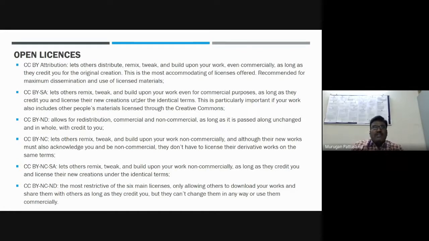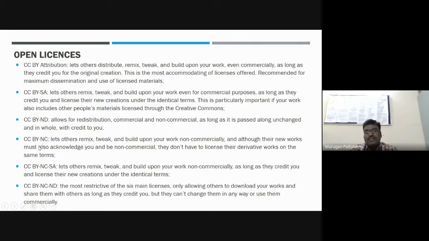CC by share alike means it lets others remix, tweak, and build upon your work even for commercial purposes, as long as they credit you and license their new creations under the identical terms. This is particularly important if your work also includes other people's materials licensed through Creative Commons, and so on. Make sense? Same logic is applicable to others.